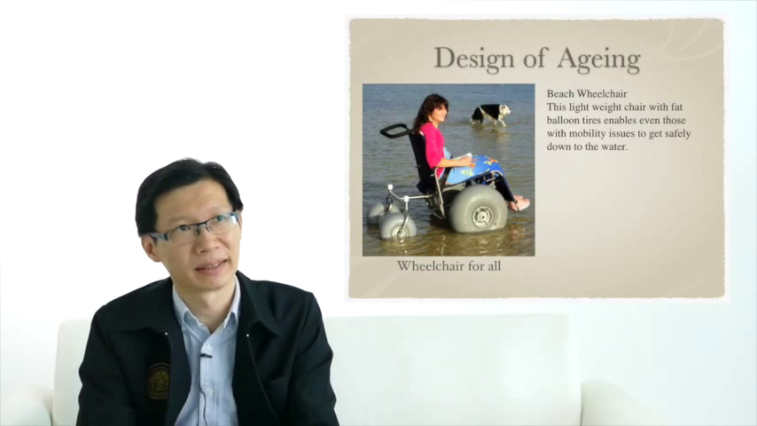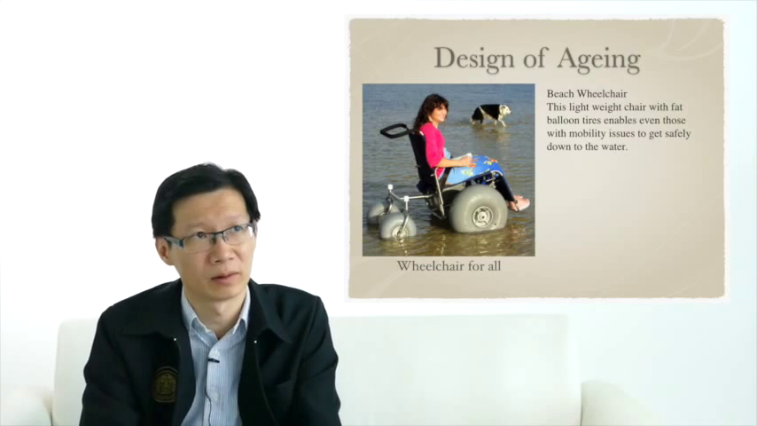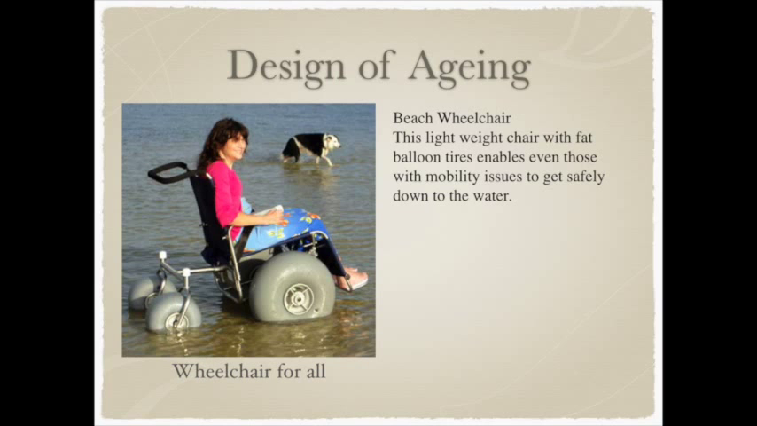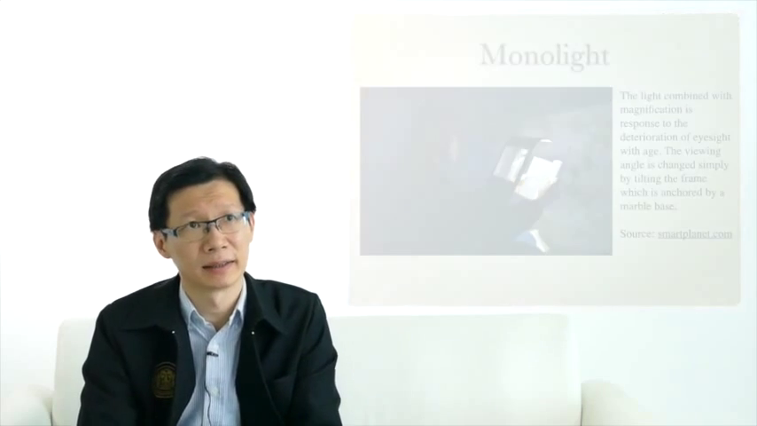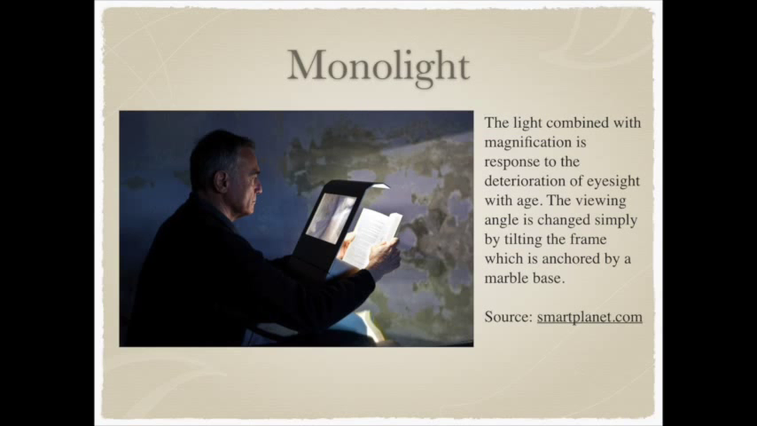This example is designed for aging, a wheelchair for all, where you can put the beach wheelchair into the lake or the sea. It's lightweight and you can take it into the water really easily. This is another one: a light combined with a magnifier, which responds to poor eyesight. It magnifies the text.